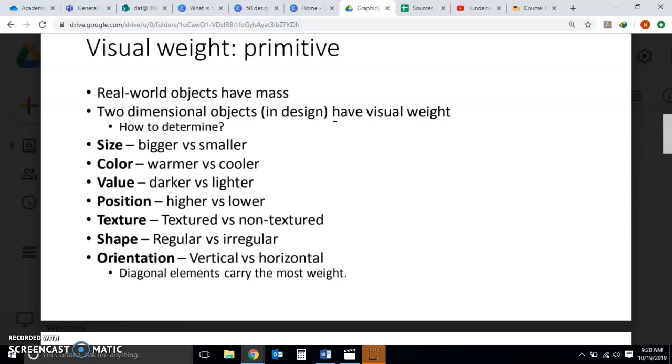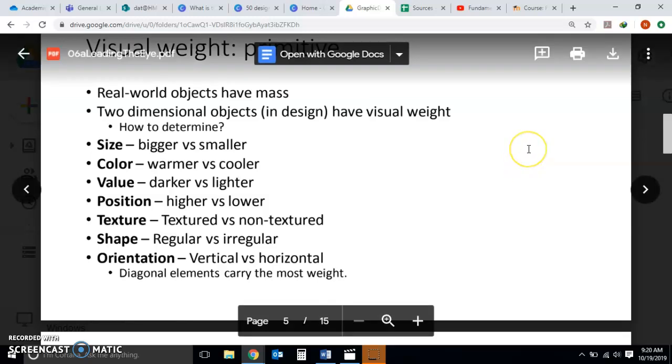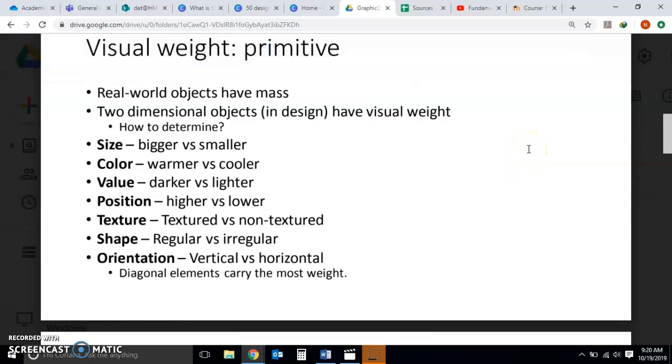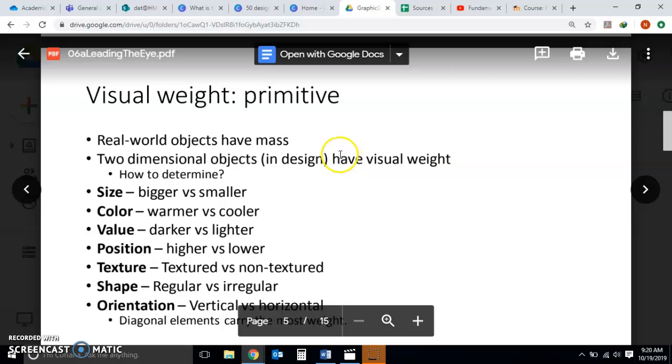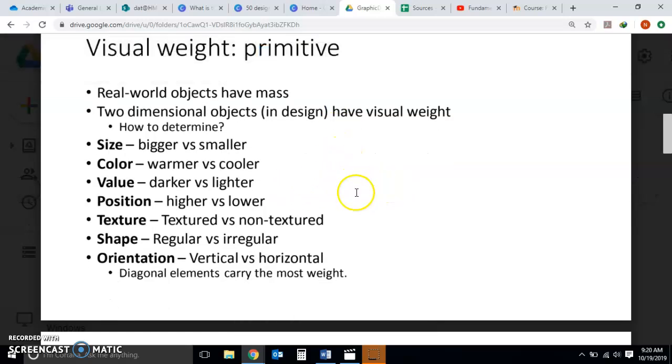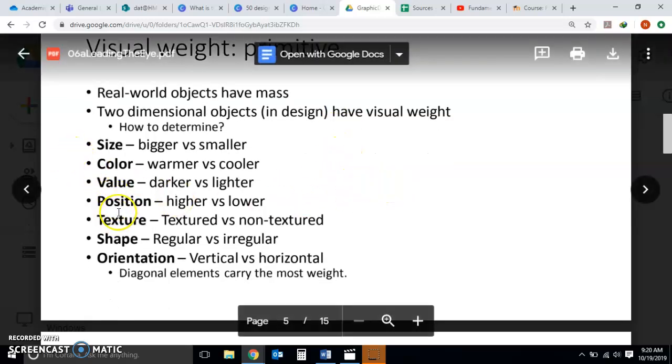Two-dimensional objects, on the other hand, meaning things that we have on our layout, will have visual weight. Same thing. It means it attracts something else. When we have visual weight, that means we attract things visually, which means that we are attracting the eye gaze, right? And how do we determine this? Apparently, based off of research, we find that there are some primitives, meaning the most basic things that will attract our eyes: size, color, value, position, texture, shape, and orientation.